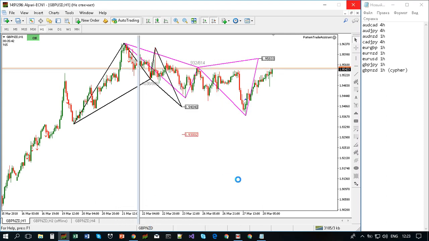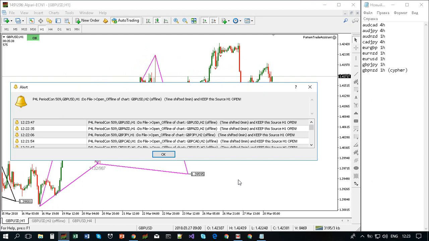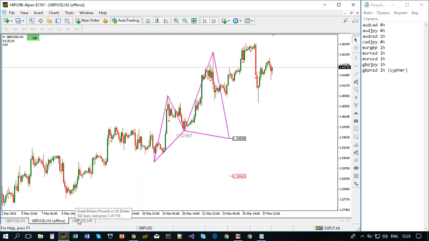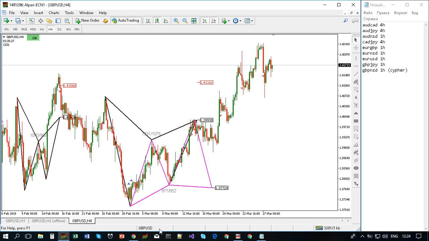Pound dollar, GBP USD. On 1 hour, the cipher was invalidated. 2 hour, same cipher. 4 hour, nothing. Potential head and shoulders is setting up.